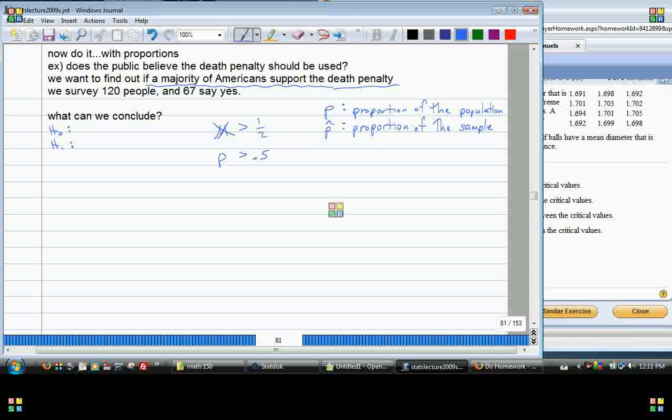Now, is that H0 or H1? That's H1. So what is H0? P equals 0.5. Okay. So, in a lot of these problems, unpacking the question and simply writing down your hypotheses can be one of the hardest parts. Alright.